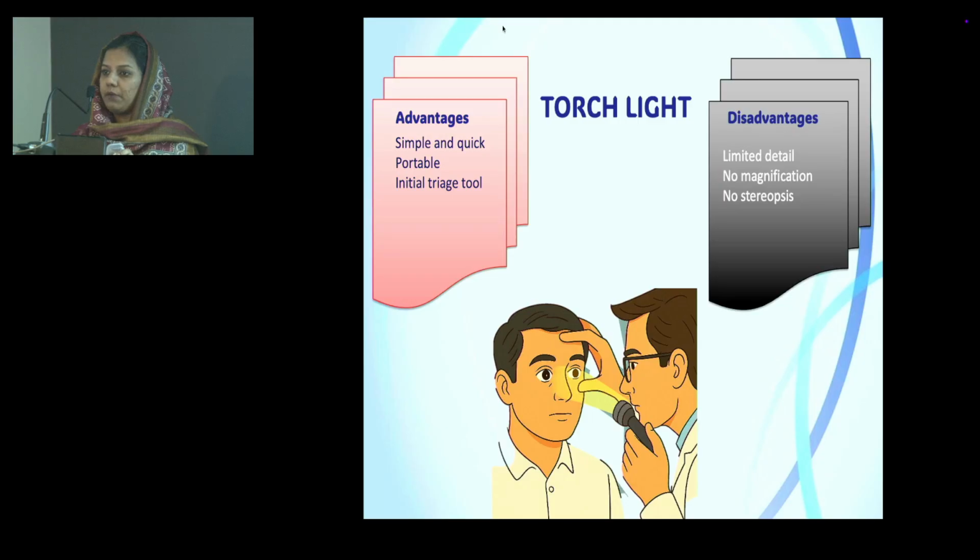In outreach camps, till now, cataract screening was done by the diffuse beam of a torchlight. The advantages of it are that it is simple and quick, portable, and rapid assessment can be done anywhere. It is an initial triage tool to triage red eye, pupillary reflex, etc. The disadvantages of it are that it gives only limited detail, no magnification, and no stereopsis.